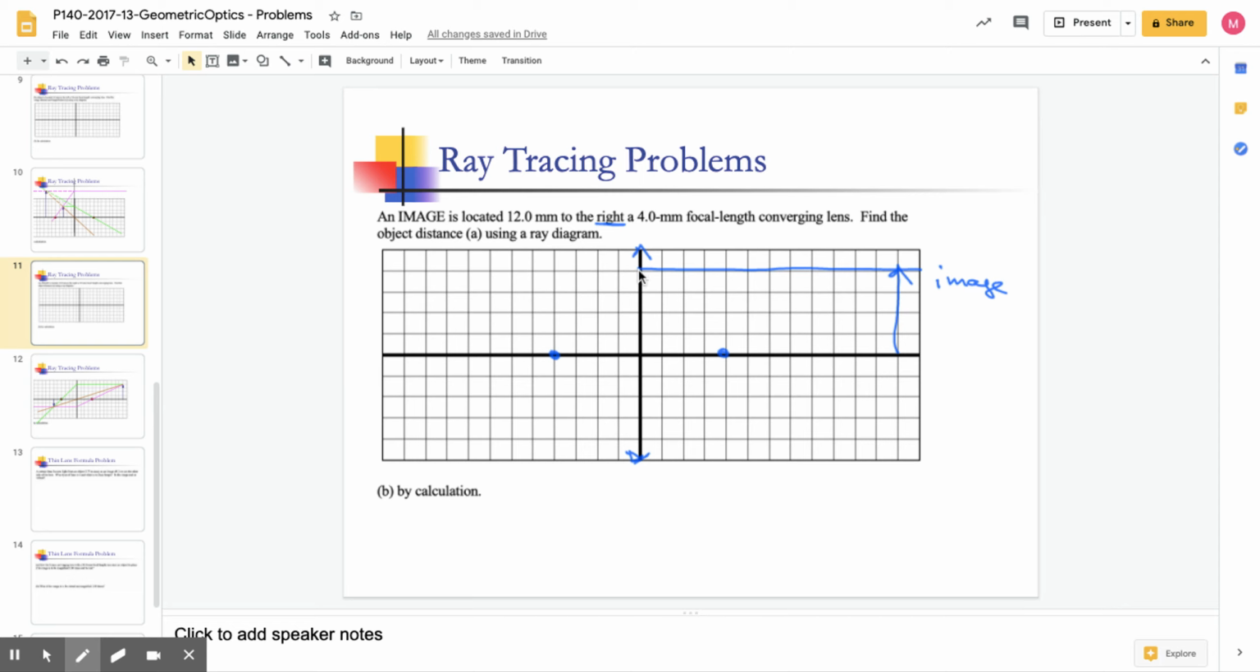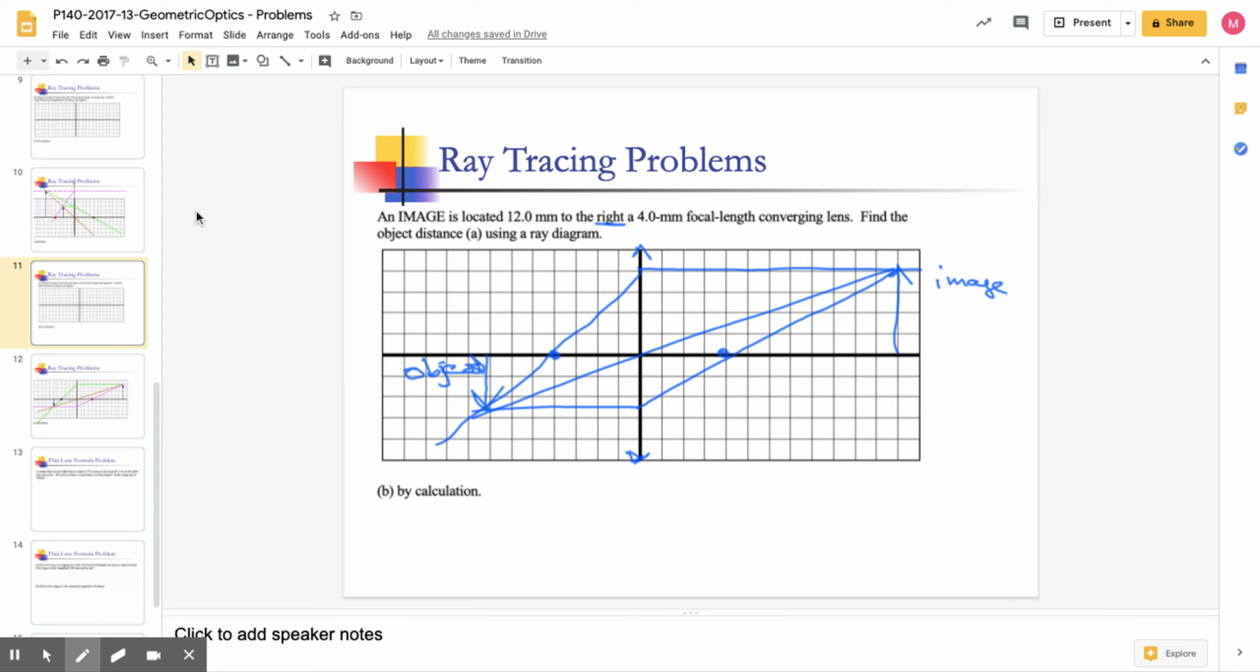And so that means we're going to go through here like that. It's going through the focal point here on this side, on the image side, and then it comes out over here like this. And then finally, it's going through the center of the lens, like that. And so my image is going to be located here, or my object, so this is my object. And let's see what our graph tells us.